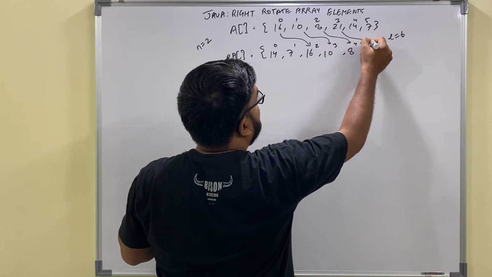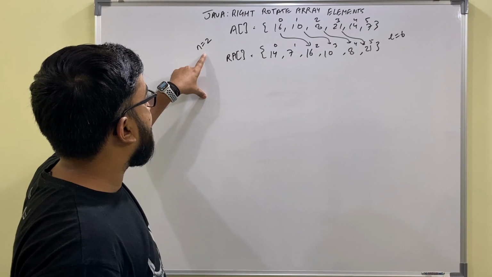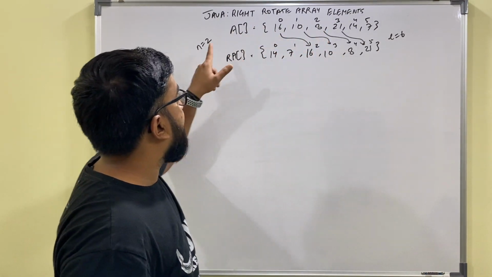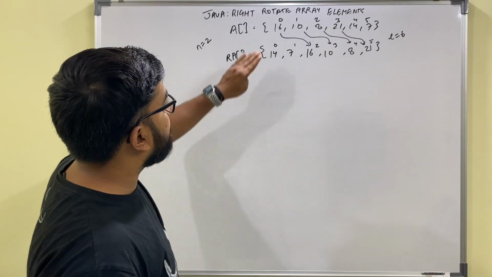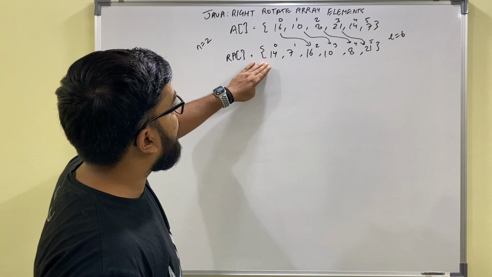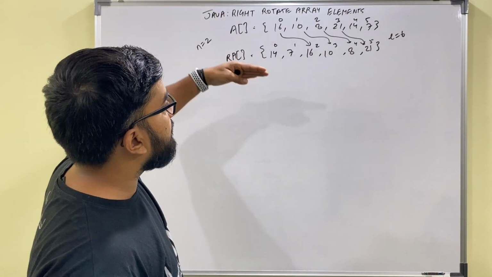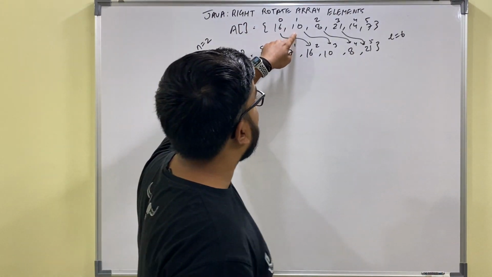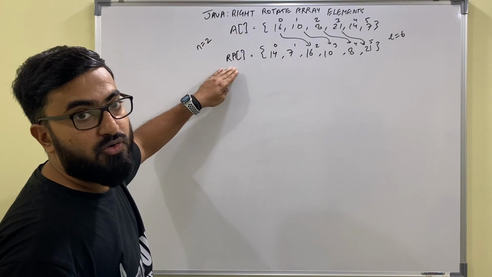So given an array and a value of n, which is 2 in this case, you have to rotate the array elements n times and print the updated array. So this is our original array, and this is our rotated array. If in some way we can find the relation between the indices, that is, if I can find how 16 went from 0 to 2, how 10 went from 1 to 3, and so on, I will be able to find this rotated array.